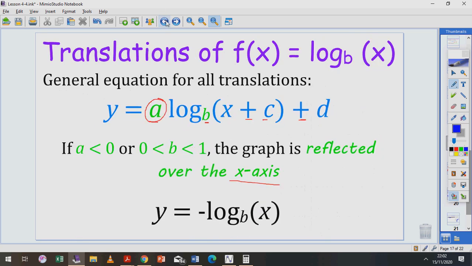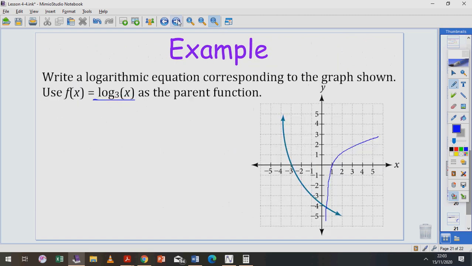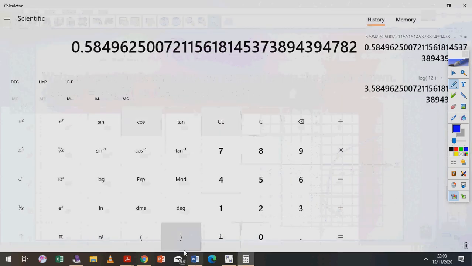And I can look back here to see what can cause that to happen, right? If that a value is less than 0, the graph is reflected over the x-axis, right? Reflected over the x-axis. What does that mean? Does this look like it's reflected over the x-axis? Let's go here and see.